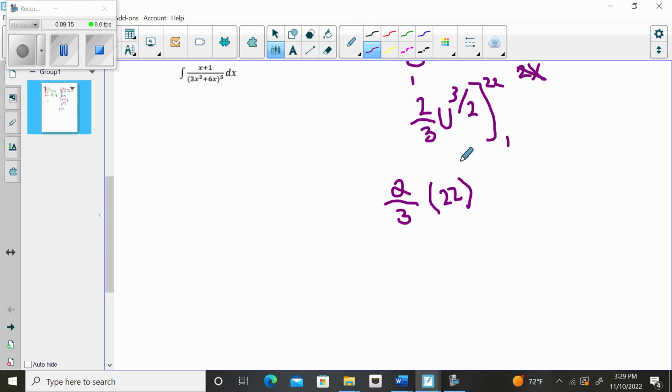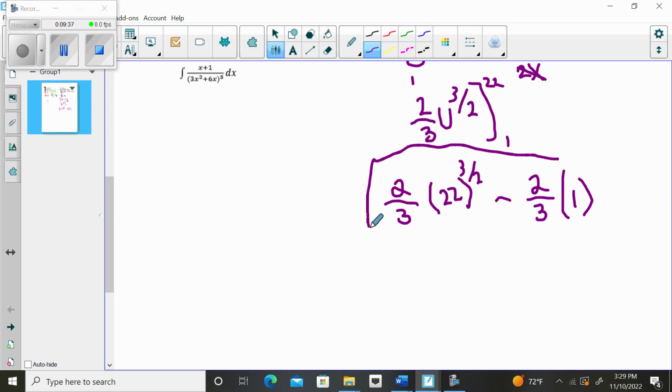22 to the 3/2 minus 2/3. Well, let's see. I'm going to get 1 to the 3/2 power, right? Which is just 1. Okay, so I don't even have to put that. So ultimately, my answer is this.